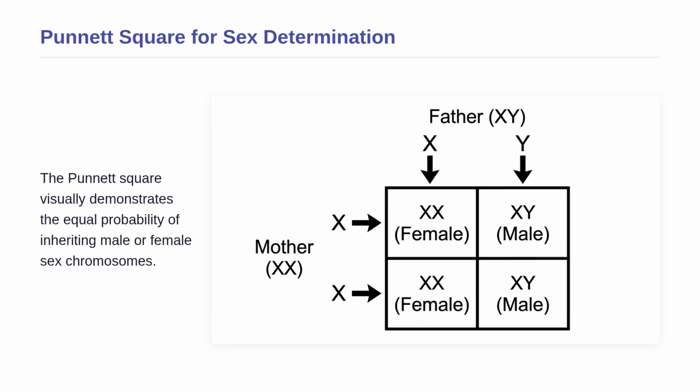When we trace the arrows into the 4 boxes, we see 2 boxes result in XX females and 2 boxes result in XY males. This diagram perfectly illustrates why there is always a 50-50 chance for either sex.